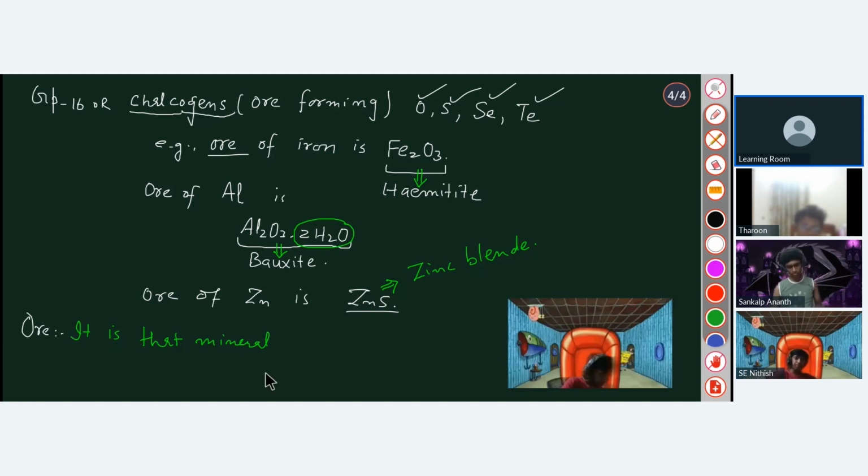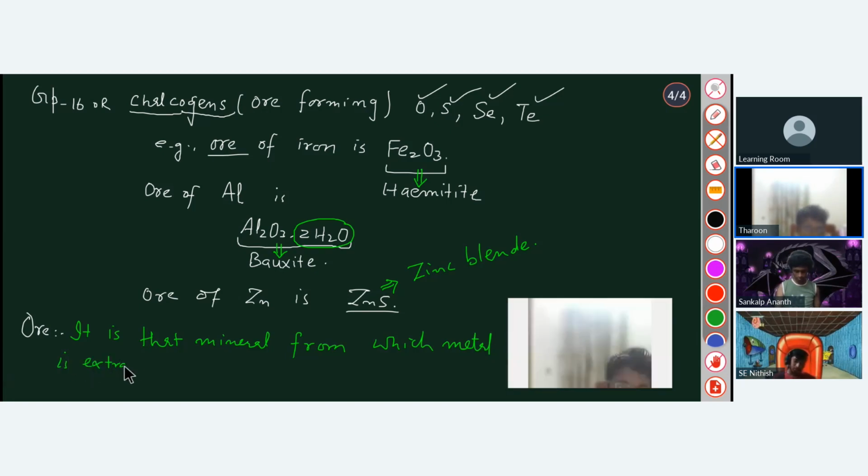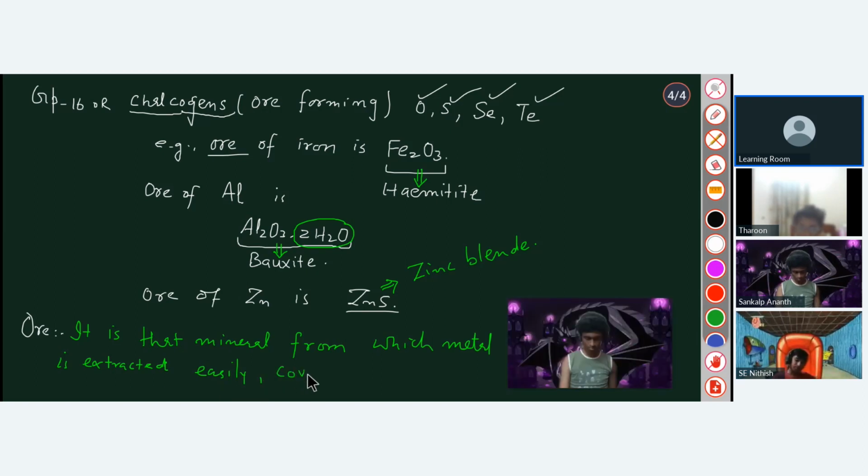So what is ore? It is that mineral from which metal is extracted easily and conveniently and economically. Got these terms?